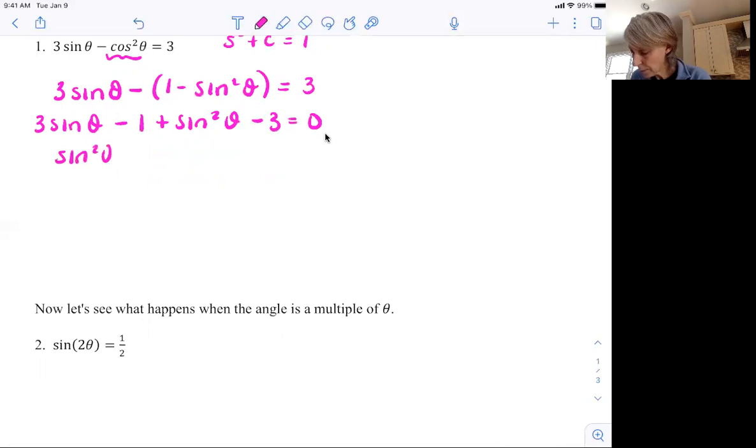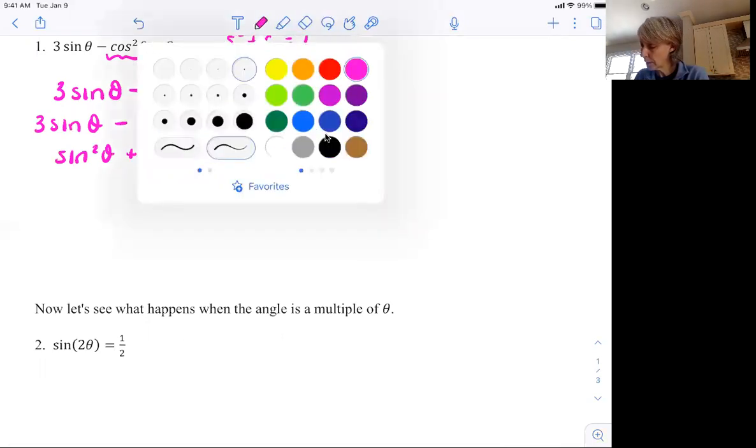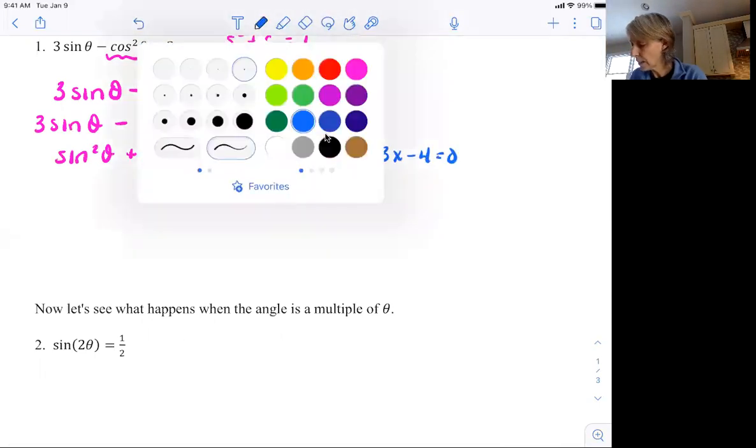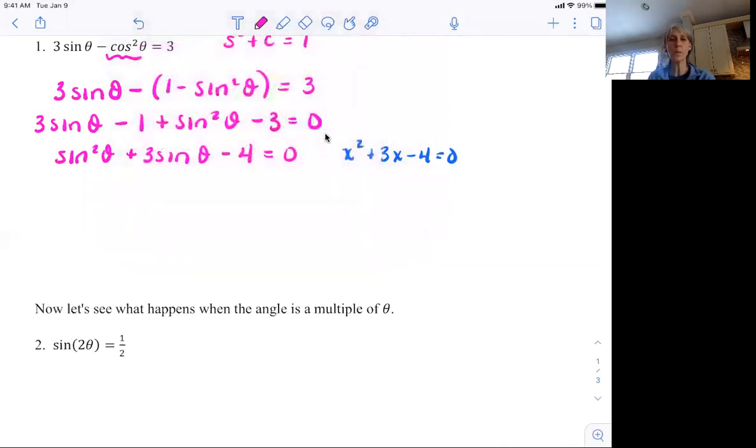Sine squared theta plus 3 sine theta. And I have -1 and -3. So this becomes -4 equals 0. And now this is basically a simple factoring. Remember, this is just like solving x squared plus 3x minus 4 is equal to 0. Okay, so think about that when you're working through these problems. If you were going to factor x squared plus 3x minus 4, you'd have no problem doing that.